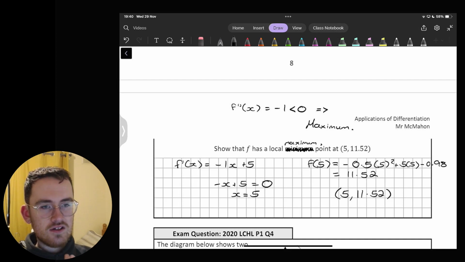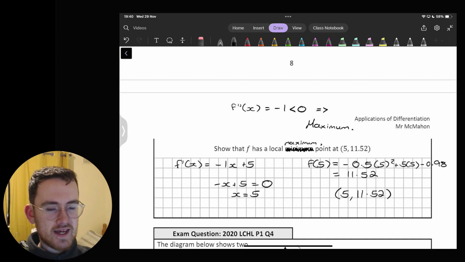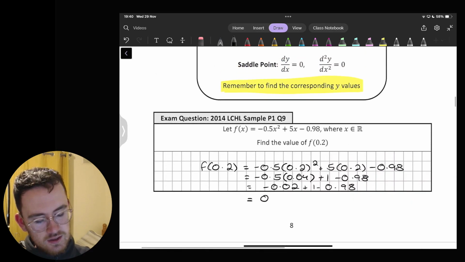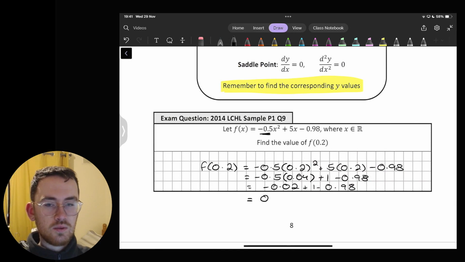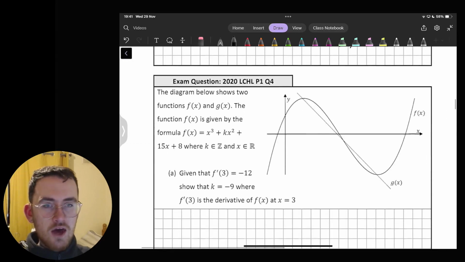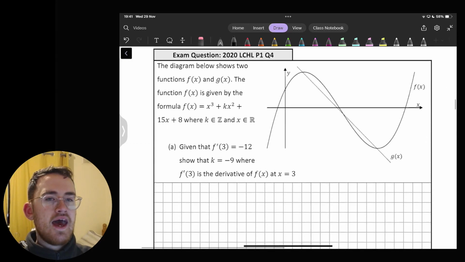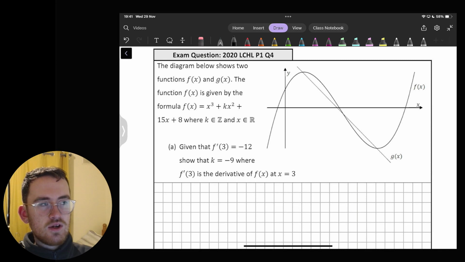So just checking second derivative there, less than 0, so that's going to be a maximum turning point for that function. As I was looking at the question originally, it has a negative coefficient of x squared, so it will of course have a maximum turning point as opposed to a minimum. So we just must have made a mistake typing that one down. Let's look at the next question. The diagram below shows two functions, f of x and g of x.